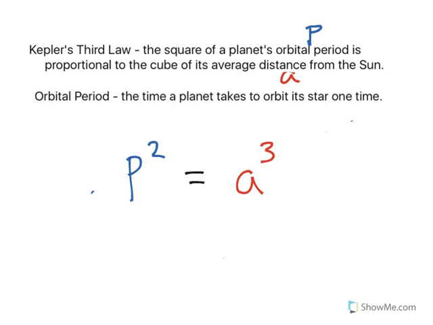Now we can make this easier to look at. P squared is just P times P, and then A cubed is just A times A times A, 3 A's.